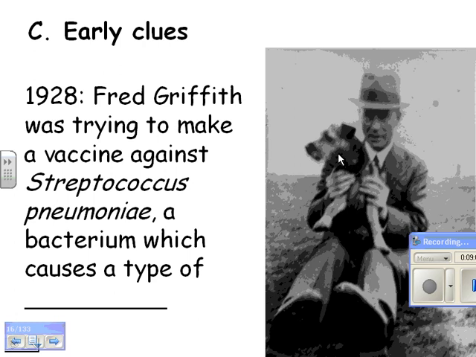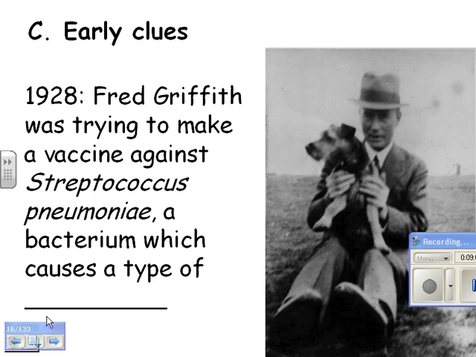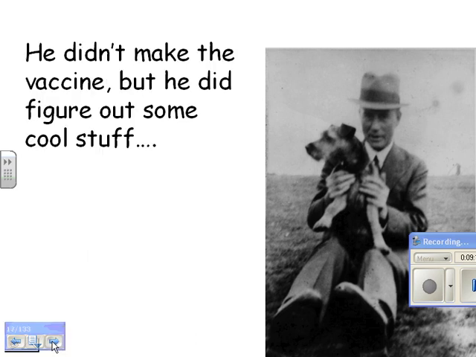Here's Fred Griffith with his dog. He was trying to make a vaccine against pneumonia, a bacterium named Streptococcus pneumonia. So that's a bacterium which causes pneumonia. And he did not end up making the vaccine, but he did figure out some kind of interesting stuff.